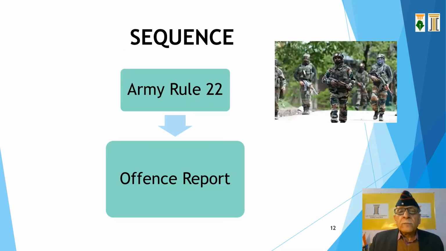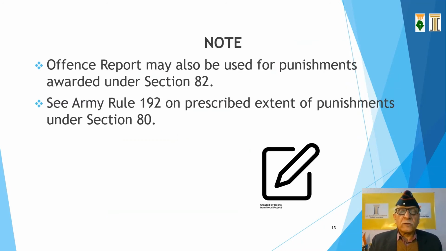Now, it is to be borne in mind that compliance of Army Rule 22 is to be done in the first stage, followed by the offense report procedure. The offense report is also to be used if a punishment is to be given under Section 82, which I had said the commanding officer can give if the Chief of Army Staff has so specified with the consent of the Central Government. And then there is a need for Army Rule 192 to be borne in mind, which lists out the extent of punishment.